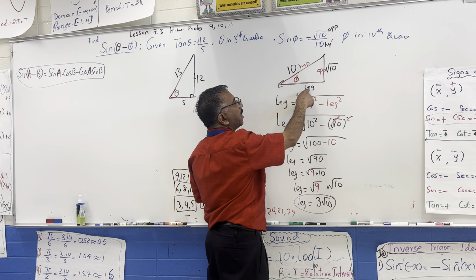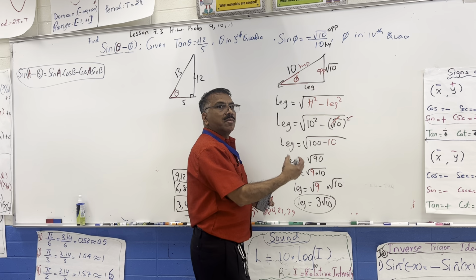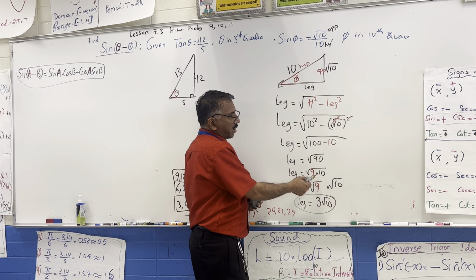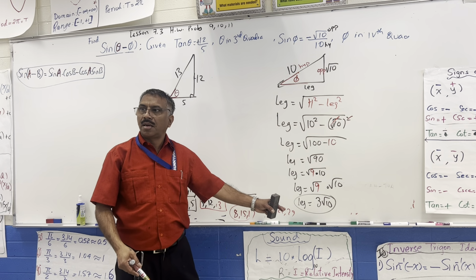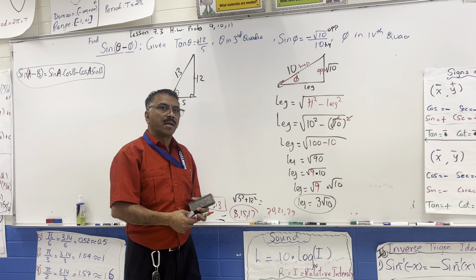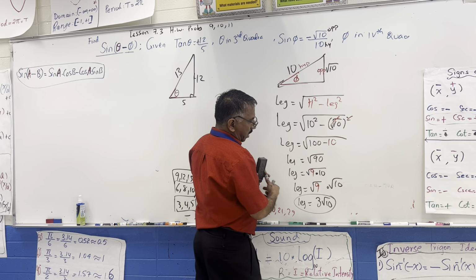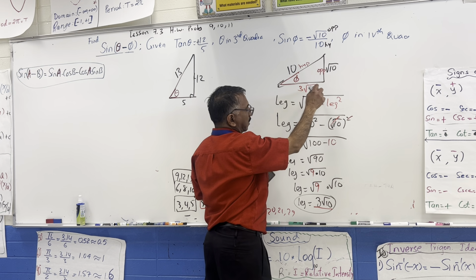Instead of writing square root of 90, you make it smaller by writing 9 times 10. Your question is why 9? Because the square root of 9 is 3, right? So it's like making it smaller. Is that okay? So this leg now is 3 square root of 10.